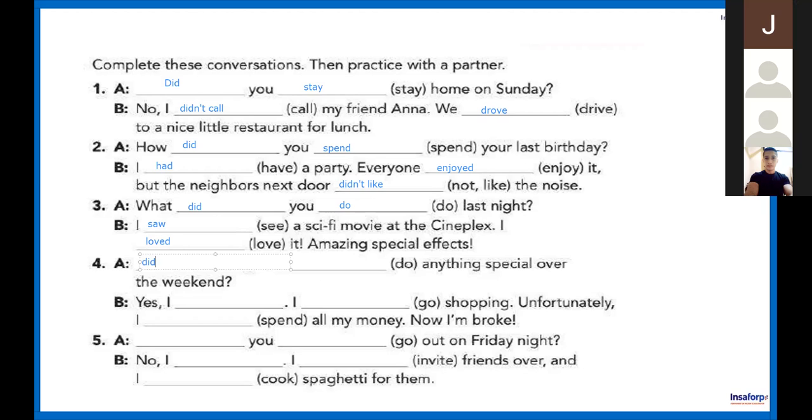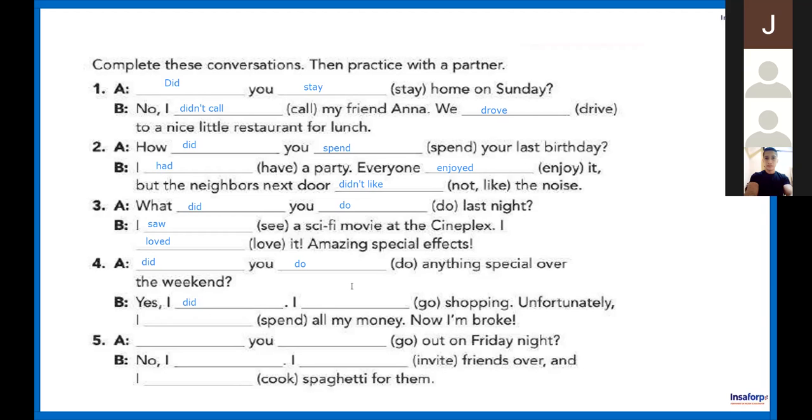Did you? Okay, did you? En este caso, como es pregunta, el verbo queda normal, right? Did you do? Muy bien, continue, Adonías. Yes. Sería I did, right? Como es respuesta corta, yes, I did.